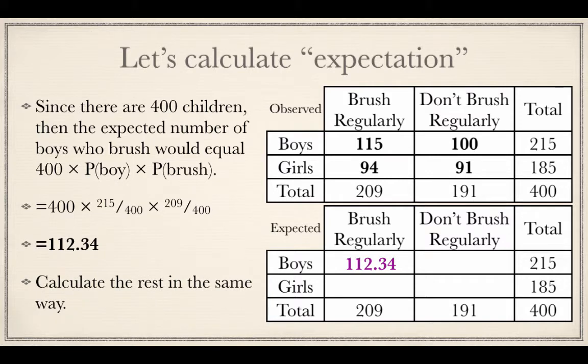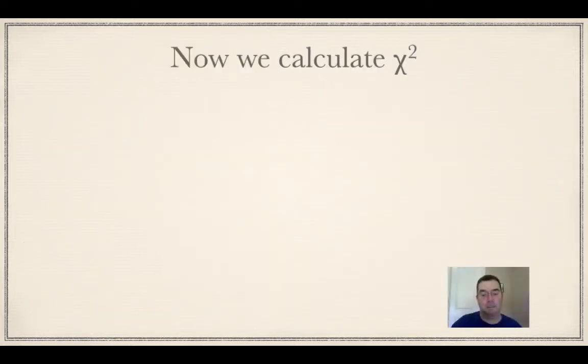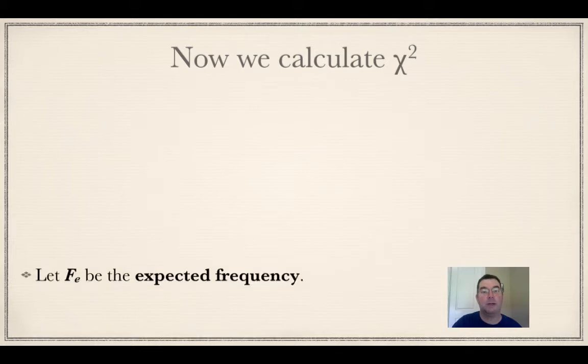And I'm going to calculate the rest in the same way. For boys who don't brush regularly, I'll take 400 times the probability of being a boy, which is 215 over 400, times the probability of not brushing regularly, which is 191 over 400, and I would get 102.66. I fill in the other numbers the same way. So that's how many boys and girls I would expect to brush regularly and not brush regularly. I'm going to keep those values written down somewhere.